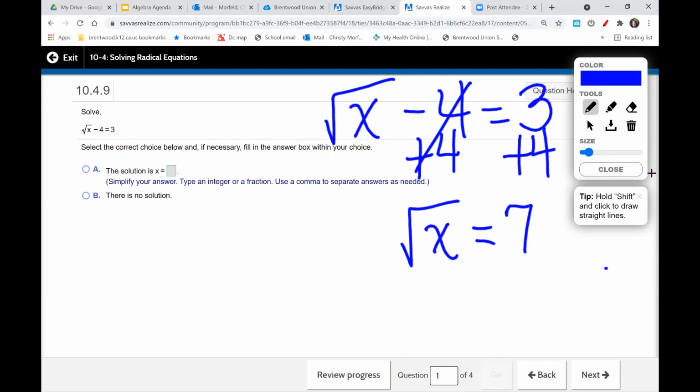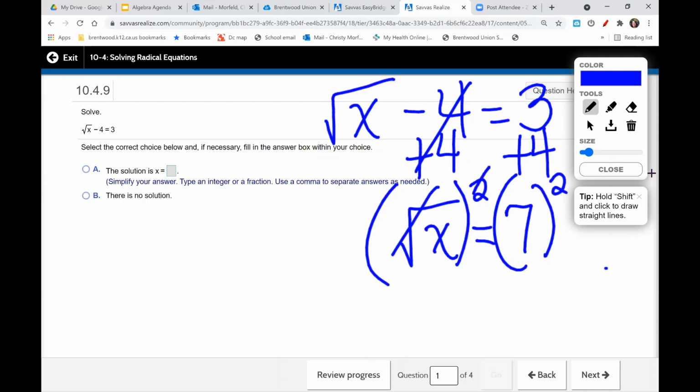Remember that to get rid of a radical, the inverse operation is to square it. So if it says square root, the inverse is to square it. So next I would square each side so that I will not have a radical anymore. The radical and the square cancel each other out. So I'm left with x, and 7 squared, or 7 times 7, is 49.